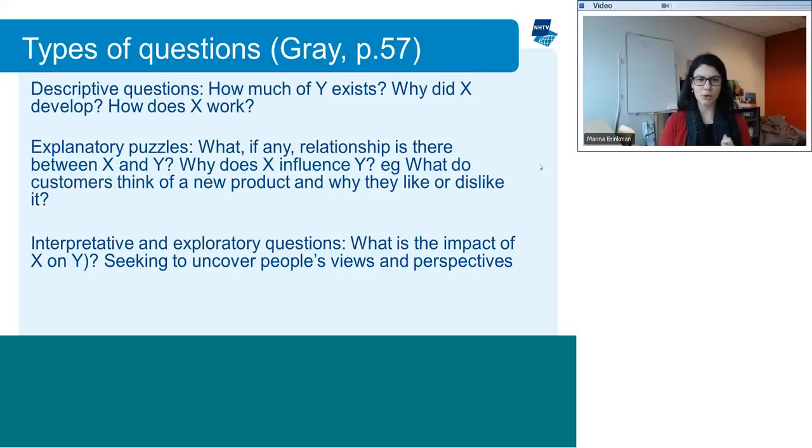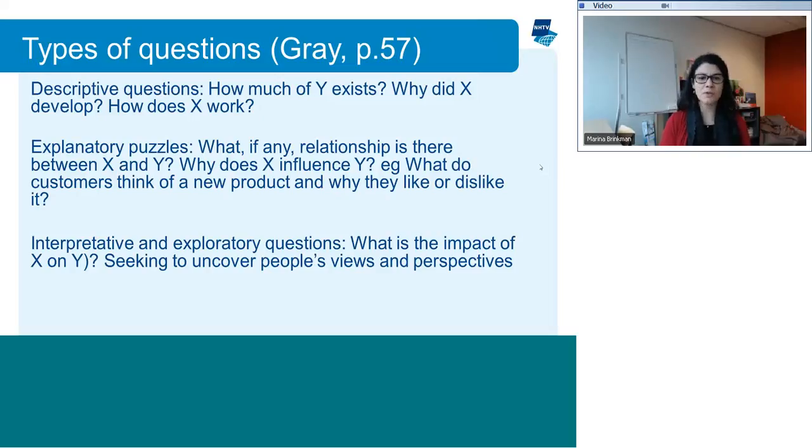The explanatory type of main research questions look at relationships. They're interested in finding how concepts are related, or how concepts are associated with each other. So what, if any, relationship is there between X and Y? Why does X influence Y is inherent also into quantitative type of analysis. For instance, what do customers think of a new product and why they like or dislike it is an example of a question like this.